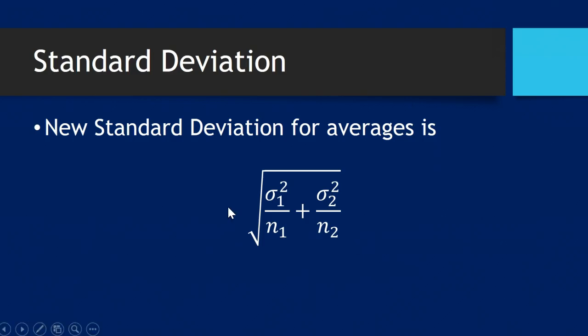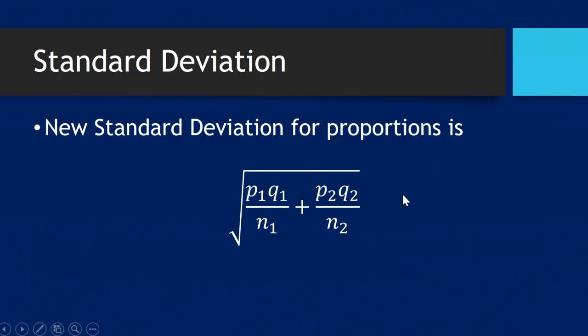If we were doing a z-test, we would do a standard deviation. It would look like this complicated thing. In one sense, it's kind of averaging the standard deviations. It's not exactly, but that's what's happening. And obviously, these would be sample standard deviations if it were a t-test. For proportions, this is the new standard deviation.